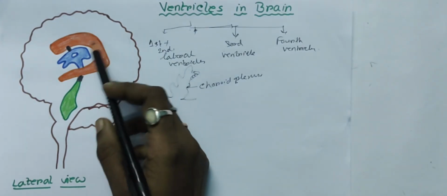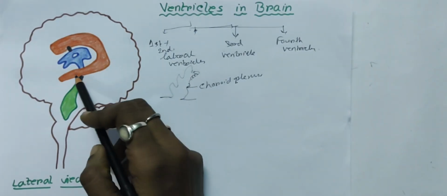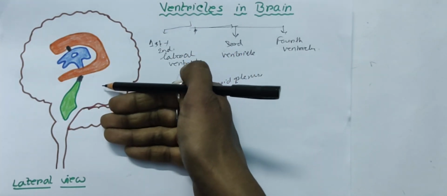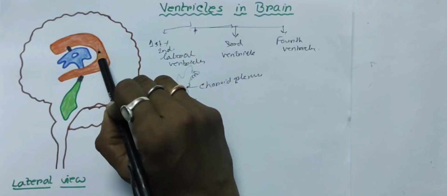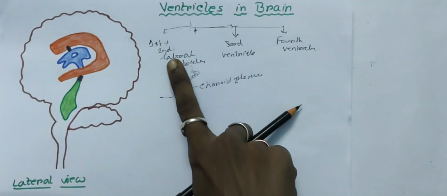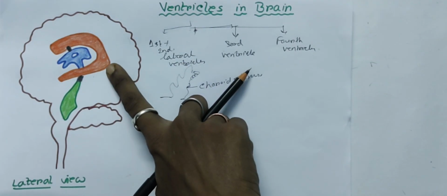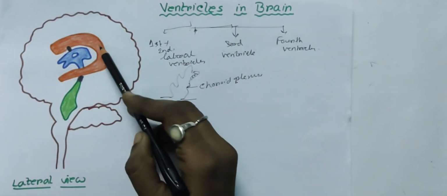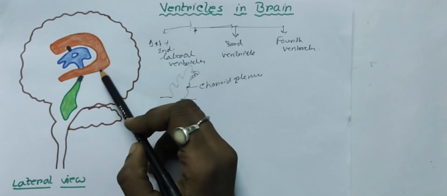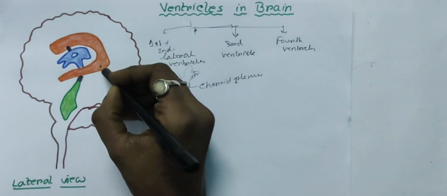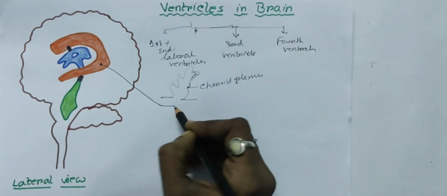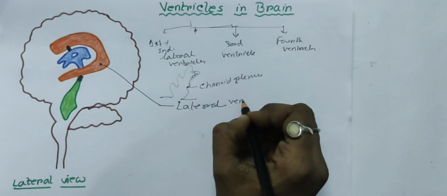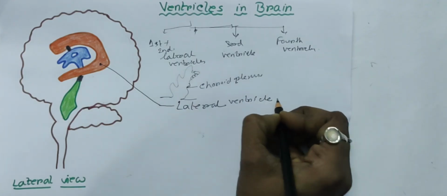So look at this diagram. It's a lateral view. This is C-shaped. As it's a lateral view, we can find one part of the ventricle. The lateral ventricles are two in number, first and second. Here we can find one part, and another part is on the opposite side. This C-shape is a lateral ventricle.